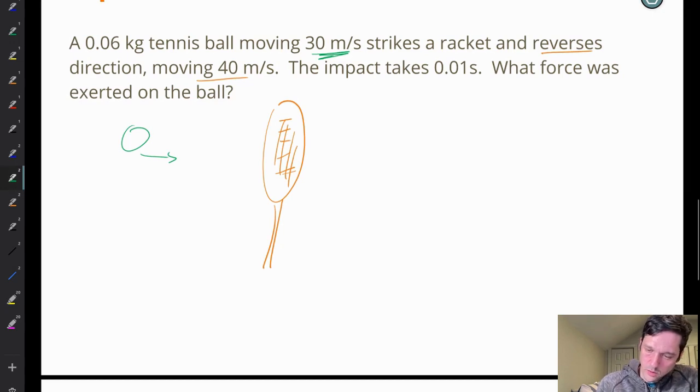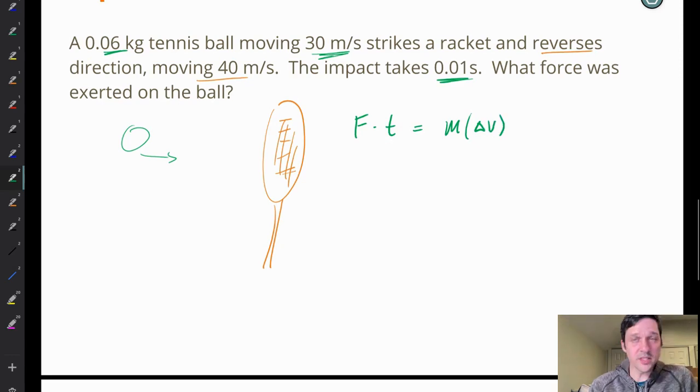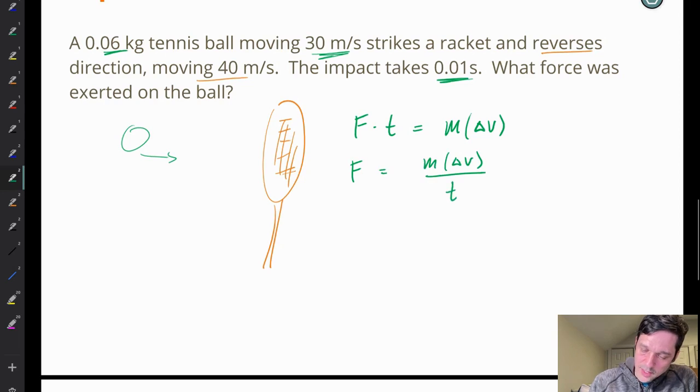And we would like to know what forces are exerted on the ball if this impact takes 1/100 of a second, which is actually pretty reasonable for a tennis strike, and tennis balls are about that mass. And so force times time equals the mass times the change in velocity. So the setup is not very difficult. The force is what we're looking for. It's going to be mass times the change in velocity over time.